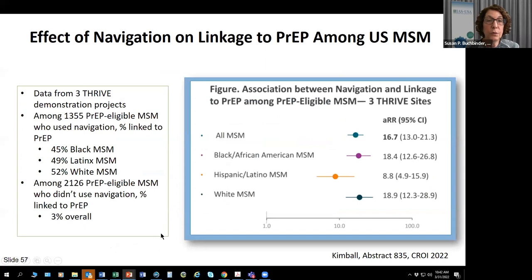These were some data on use of navigators to link people to PrEP. This came from three Thrive demonstration projects with 1,355 PrEP-eligible men who have sex with men. If the men used navigation, around half of them ended up getting linked to PrEP, whereas among the 2,000 PrEP-eligible men who didn't use navigation, only 3% used PrEP. So it shows the critical role that navigators may play in increasing access to PrEP. It was a 16-fold increase for all men who have sex with men, 18-fold for Black men who have sex with men, 8.8-fold for Latinx men who have sex with men, and 19-fold for white men who have sex with men.